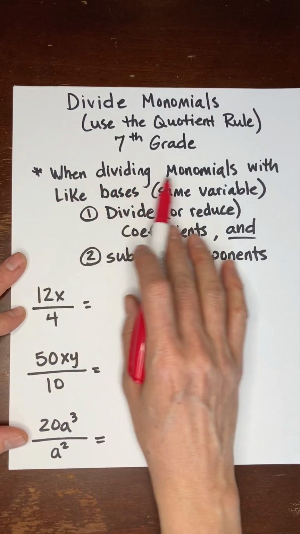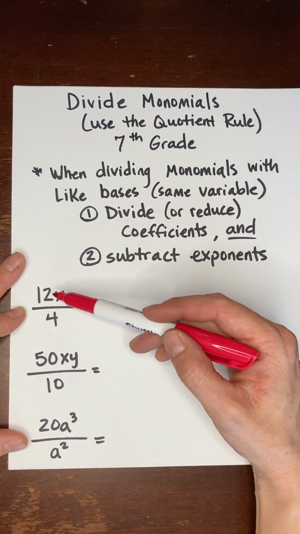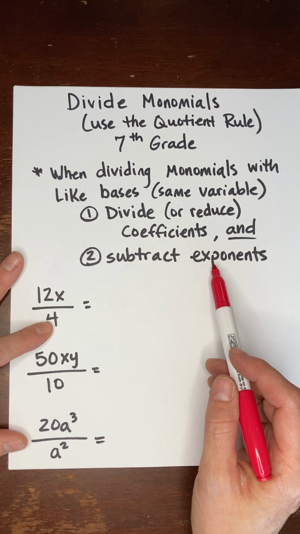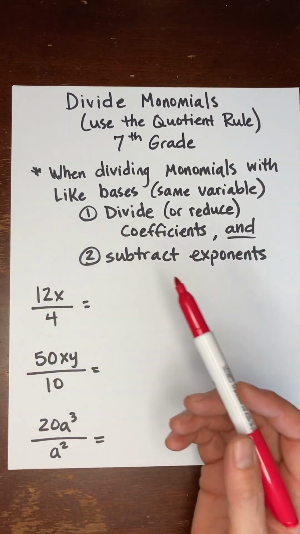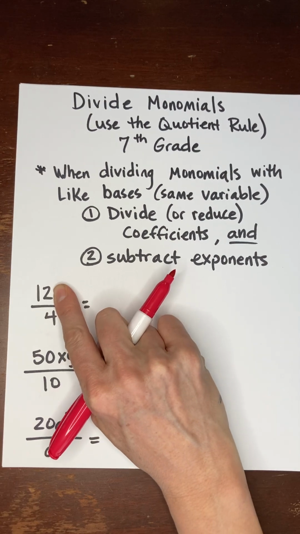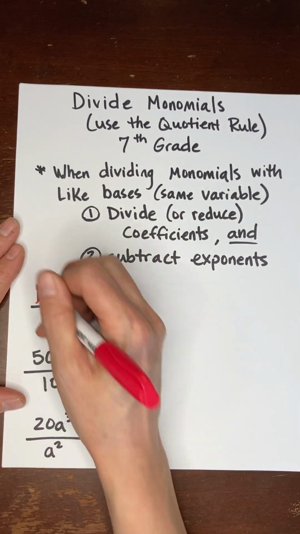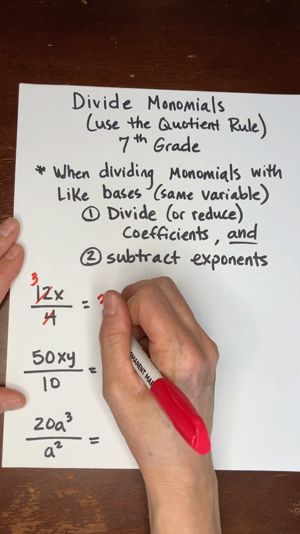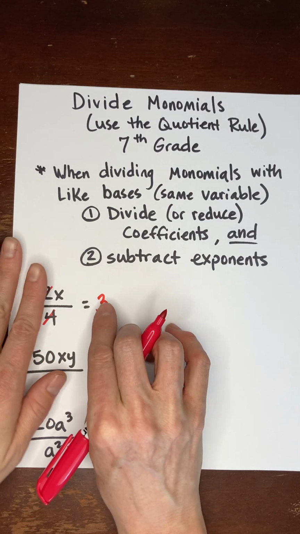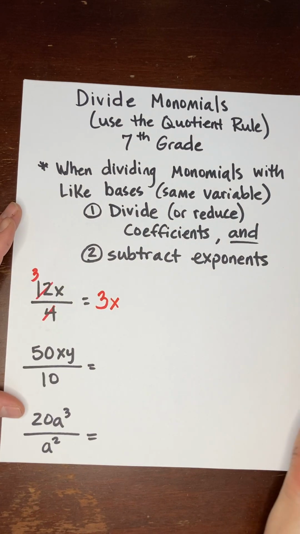Okay, it says when dividing monomials with like bases, like base means same variable, we're going to first reduce or divide the coefficient, and then we're going to subtract the exponents on the variable, just like we did with the quotient rule. Okay, so if this fraction here did not have an x, we would know what to do, right? 12 divided by 4 is just 3, right? So those cancel, and that leaves a 3. Now this x, there's no other x's on the bottom, so there's nothing we can do with that x. It's just going to be x. So our answer is just 3x.